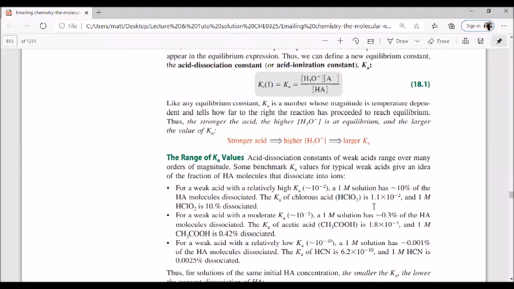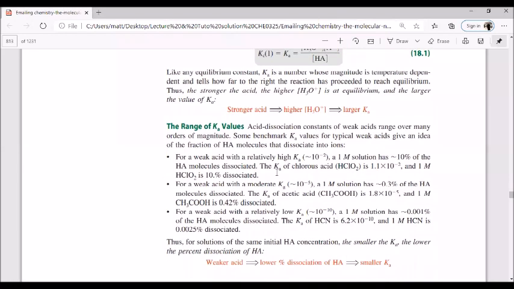What we discuss now is among the weak acids. We exclude the strong acids already, because strong acid is completely dissociated. Now we discuss those that do not completely dissociate, that dissociate only slightly. So the range of Ka values, you can see, gives some benchmarks for typical weak acids, giving an idea of the fraction of HA molecules that dissociate into ions.